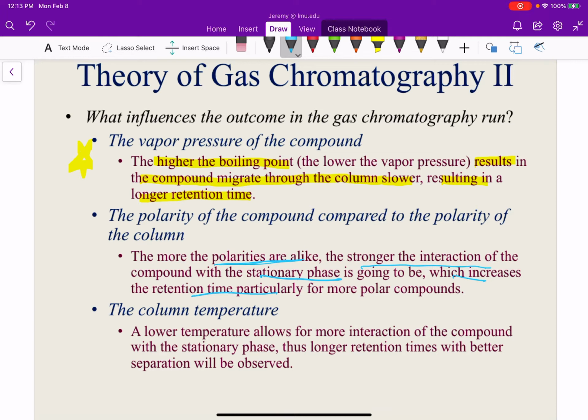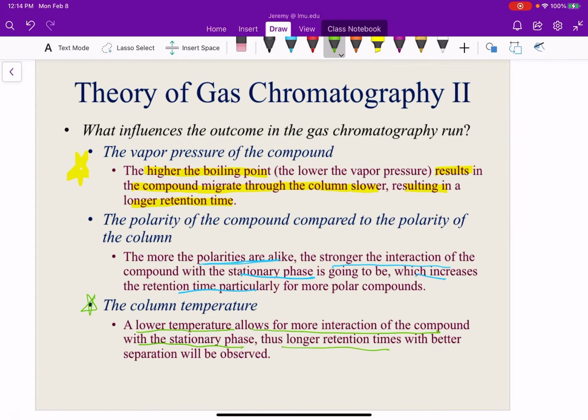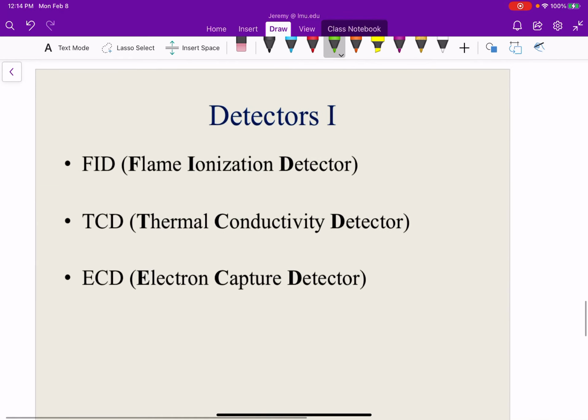Okay? And again, it's important to note out here that the column temperature also can affect this. A lower temperature of your column generally allows for more interaction of the compound with the stationary phase. Therefore, your retention times will be a little bit longer, and generally you'll have better separation. Okay, so temperature of the column can affect these retention times and separation as well. And we'll definitely see that in today's lab.